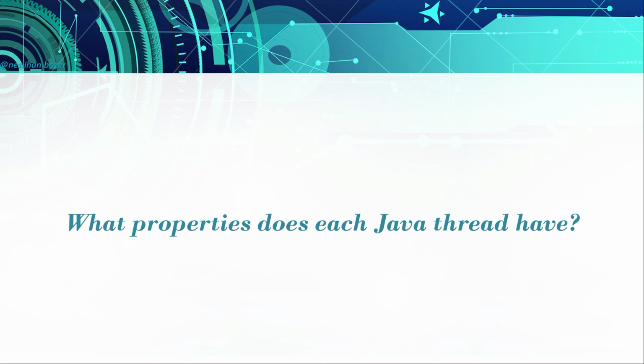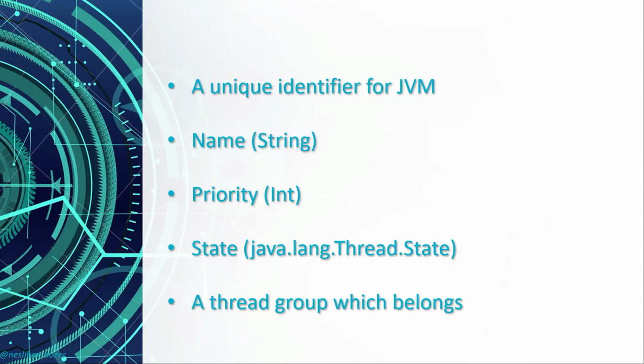What properties does each Java thread have? Every thread has an identifier of type long that is unique within the JVM, a name of type string, a priority of type int, a state of type enum java.lang.Thread.State, and a thread group which describes which group the thread belongs to.